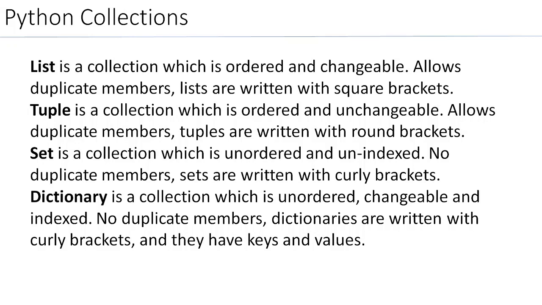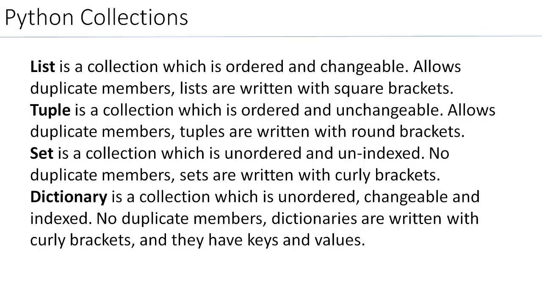A dictionary is a collection which is unordered. That means it does not maintain the order. It is changeable, you can change it, and it's indexed. No duplicate members, which means it won't allow duplicate keys. Dictionaries are written with curly braces and they have key values.